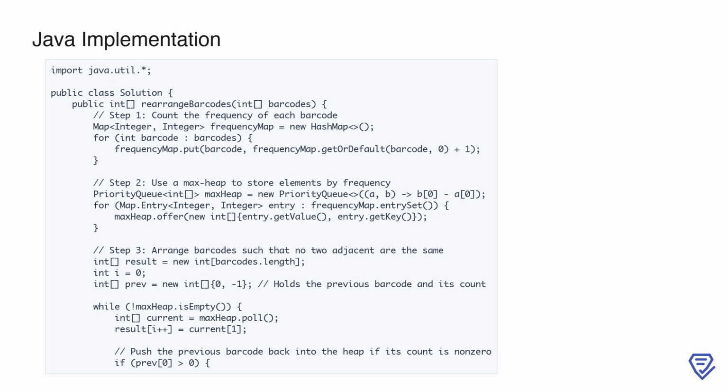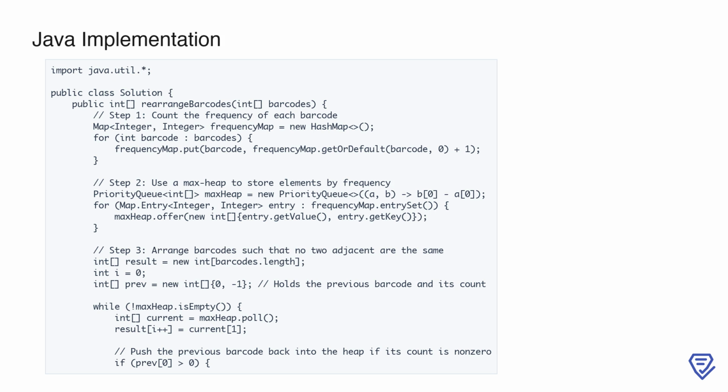Here, we begin by implementing the solution to rearrange the barcodes so that no two adjacent elements are the same. First, we count the frequency of each barcode using a hash map, where the key is the barcode and the value is its frequency. This allows us to determine how many times each barcode appears in the input array. Next, we use a max heap, implemented as a priority queue, to store the barcodes along with their frequencies. The heap is configured to prioritize elements with higher frequencies, ensuring that the most frequent barcodes are processed first. After that, we initialize an array called result to store the rearranged barcodes and set up a variable previous to keep track of the barcode that was last placed in the array, along with its remaining frequency.